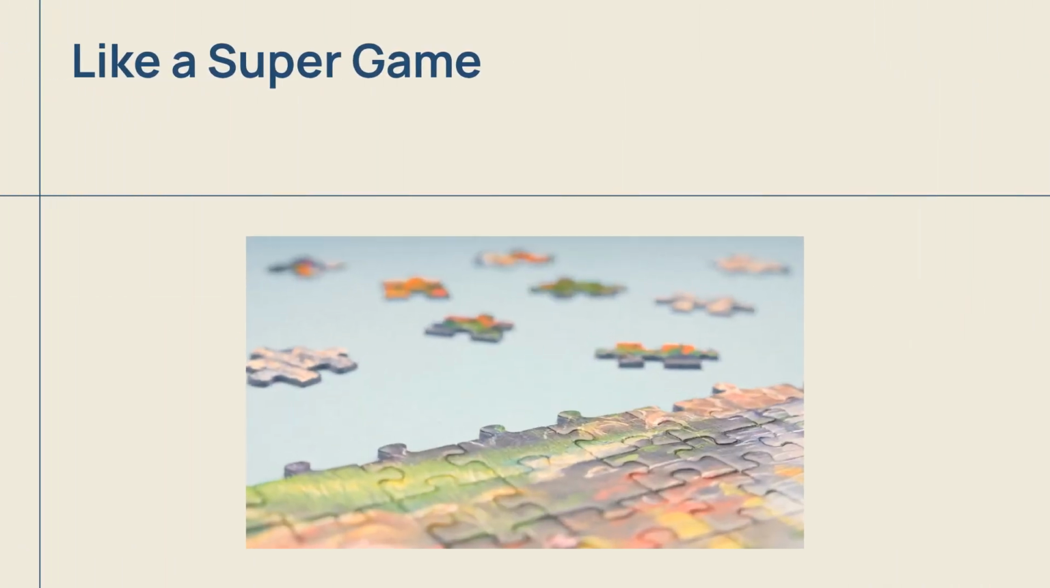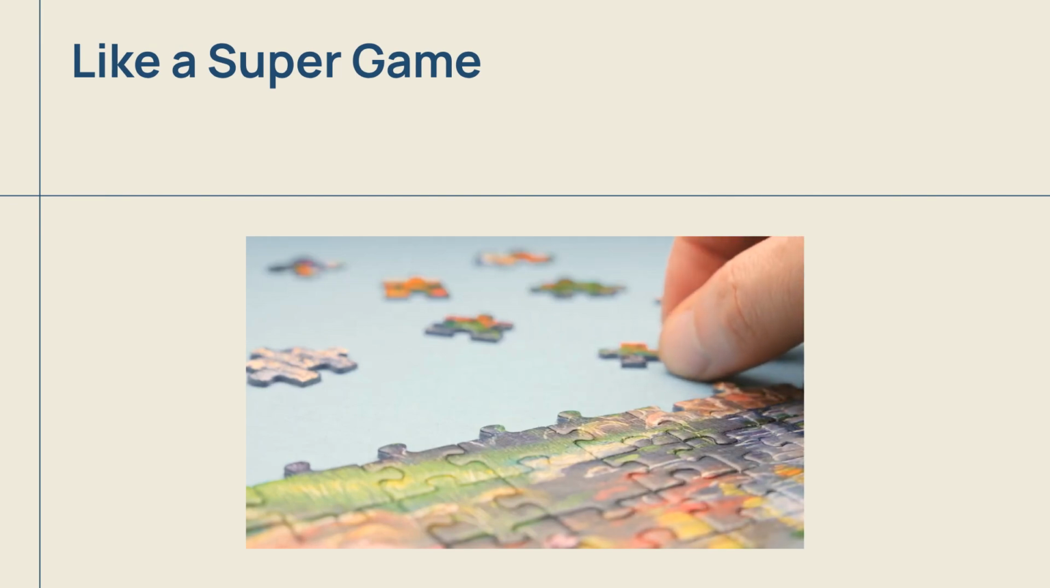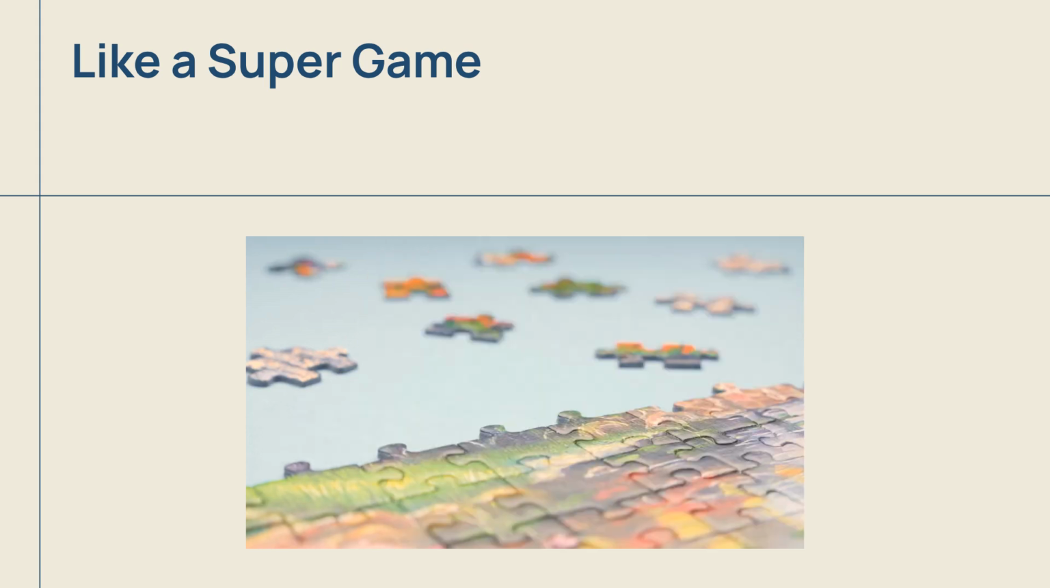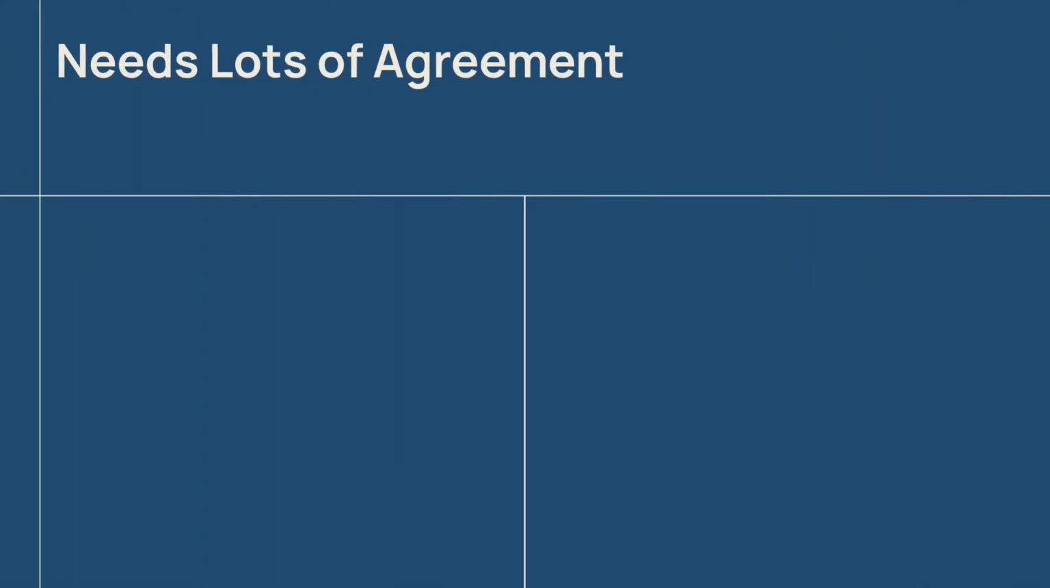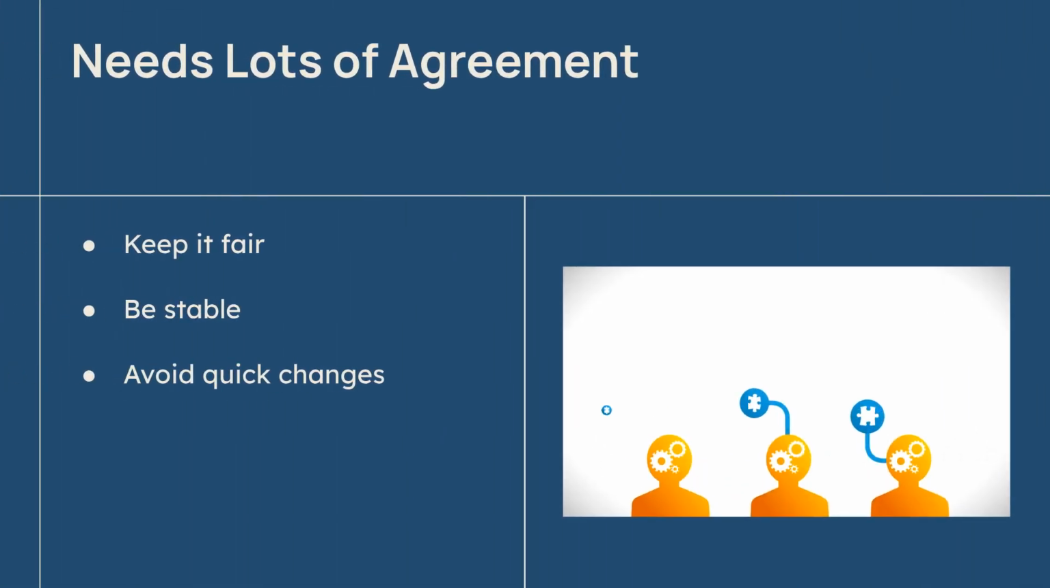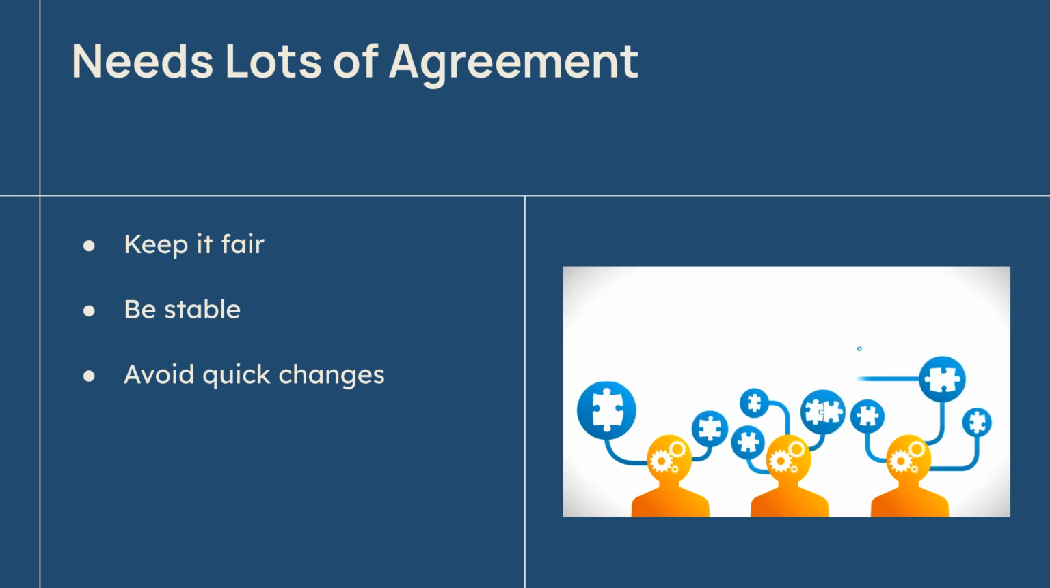But why? Think of it like the rules of a super important game that everyone plays by. You wouldn't want those rules changing every 5 minutes, right? It needs a lot of agreement to make sure the changes are fair, stable, and not just what a few people want at any given moment. This prevents rapid or accidental changes by temporary political groups.